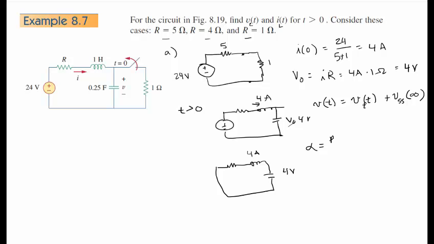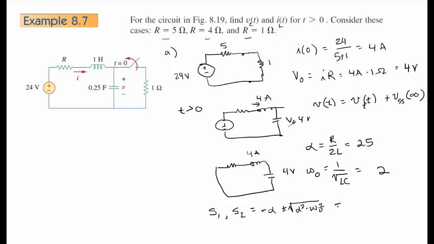Alpha is R over 2L, which you calculate and you'll get 2.5. And omega naught, the natural frequency, which has to do with the characteristic equation and how the circuit behaves in the absence of a source, is 1 over the square root of LC, and you compute that number and you'll get 2. And then I'll find my 2 roots, S1 and S2. They will be minus alpha plus or minus the square root of alpha squared minus omega naught squared, and you'll end up with 2 roots, minus 1 and minus 4.